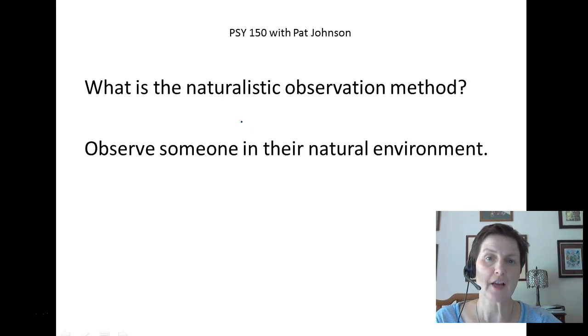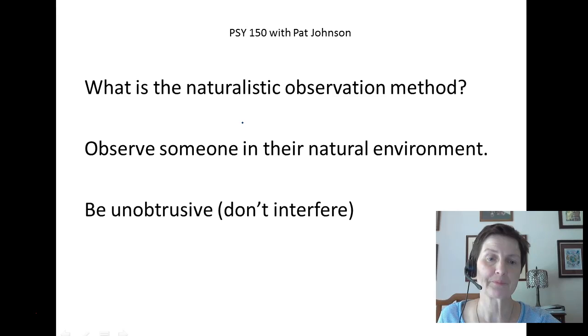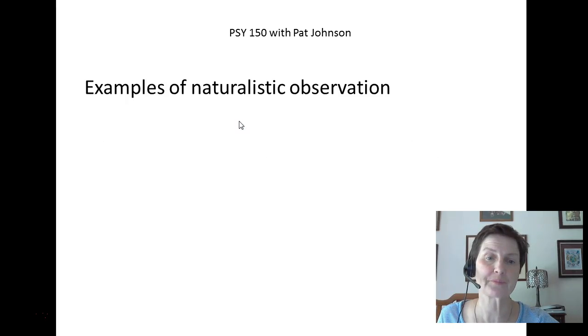Now, in this type of descriptive research, the naturalistic observation, what we're doing is observing someone in their natural environment. So we could observe someone going about their normal life's activities, and the job of the researcher is just to observe them. The main rule of naturalistic observation is to be unobtrusive. Now, unobtrusive is a fancy word that says don't interfere, don't let the person know that they're being watched. And why would we want to be unobtrusive? Because when people know they're being watched, their behavior changes.